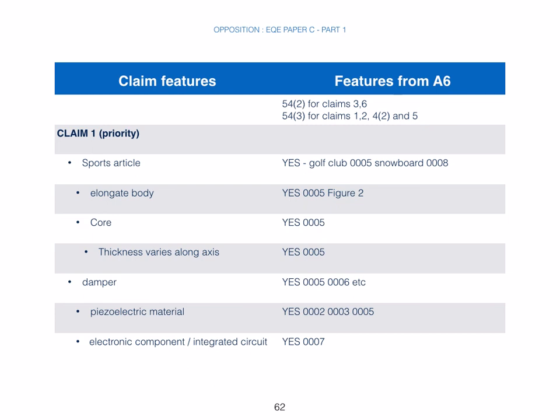Claim 1. Is it a sports article? Yes, a golf club. Also snowboard in paragraph 8. Elongate body? Yes, paragraph 5, figure 2. Does it have a core? Yes, paragraph 5. Does its thickness vary along the length? Yes, paragraph 5. Does it have a damper? Yes, paragraph 5, paragraph 6, etc. Does it have piezoelectric material? Yes, paragraph 2, 3, and 5. And does it have an electronic component or integrated circuit? Yes, paragraph 7. So it looks as though claim 1 lacks novelty also over Annex 6, and we will look at claim 2.